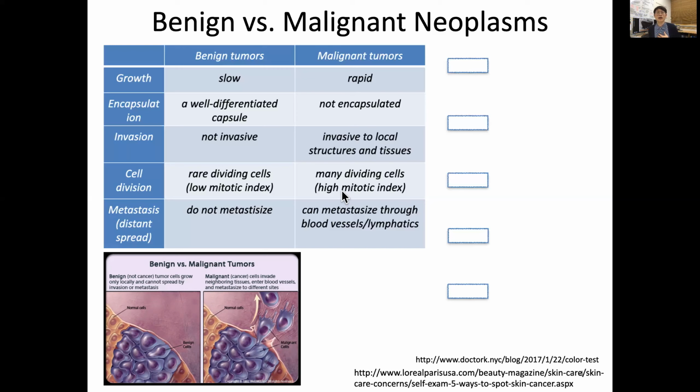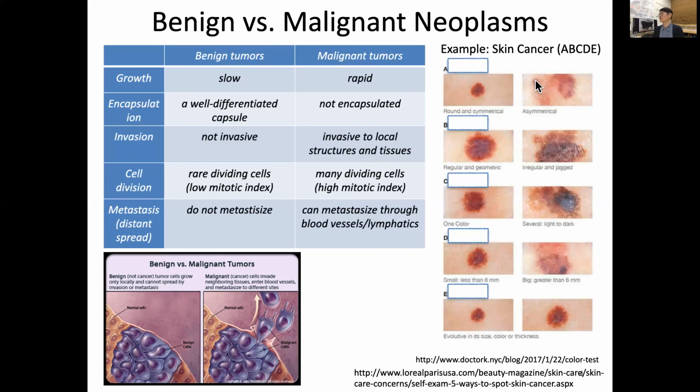Let's have one example of skin cancer. Dermatologists, skin doctors, developed a simple way to quickly differentiate benign from malignant. For skin cancer, what matters especially for dermatologists is melanoma cells. Melanoma is a skin cancer that can kill the patient.